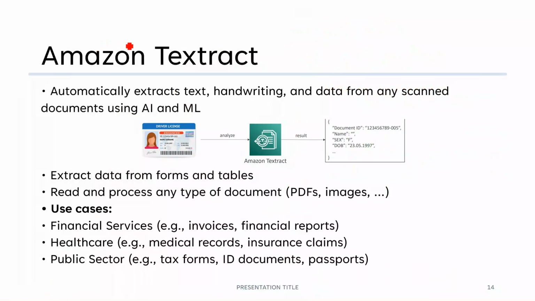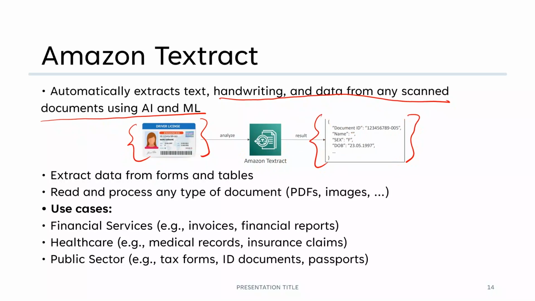Now talking about Amazon Textract, right? It automatically extracts text, handwriting, and data from any scanned documents using AI and ML. For example, this is the image and there is some text in that image. You can analyze that using Amazon Textract, and you can create a JSON response like this, and you can use it in your application, right? It is used for various purposes like extracting data from forms and tables, reading and processing any type of document like PDFs and images. Use cases, if you see, financial services like invoice generation or financial reports.